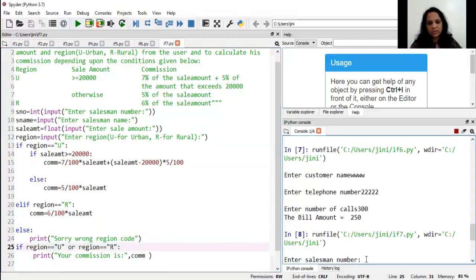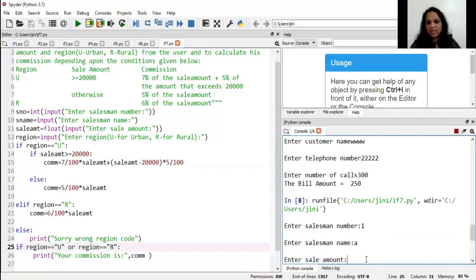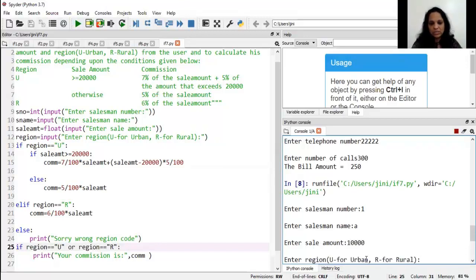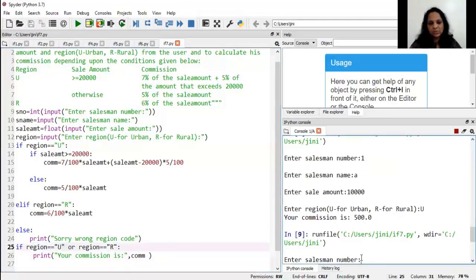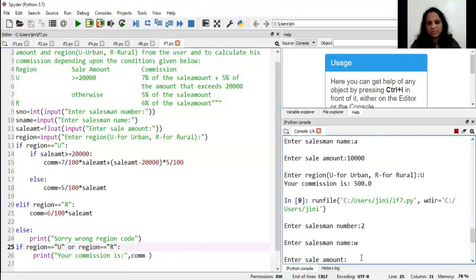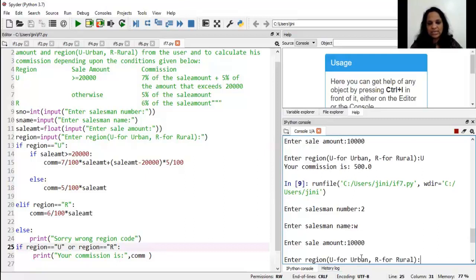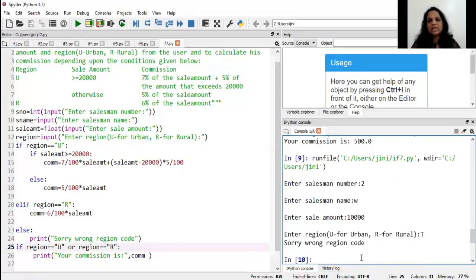It's asking me salesman number, let's say 1, salesman name, let's say A, sale amount, let's say 10,000. And region is urban, okay? So it's calculated 5% of 10,000, that is 500, and displayed it to me. Suppose I run the program again and I enter salesman number as 2, salesman name as this, sale amount as whatever, but I enter region as let's say T. It says, sorry, wrong region code, and it didn't do any calculation for me.